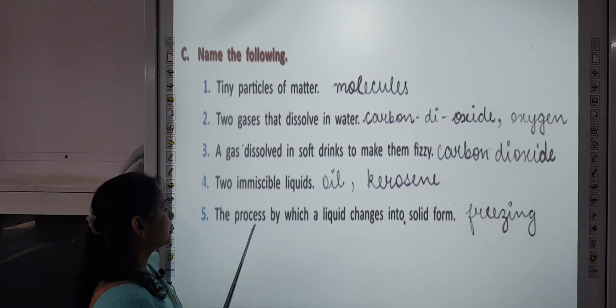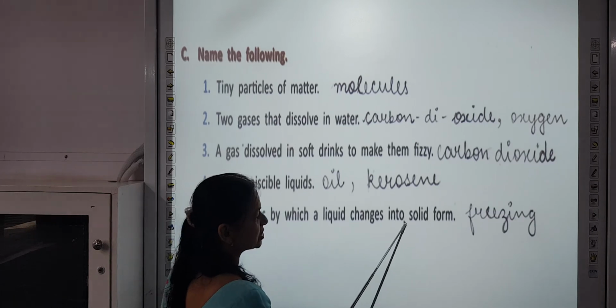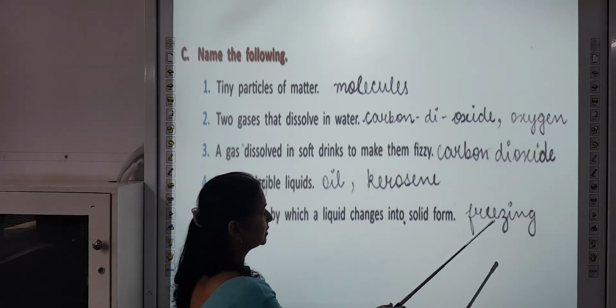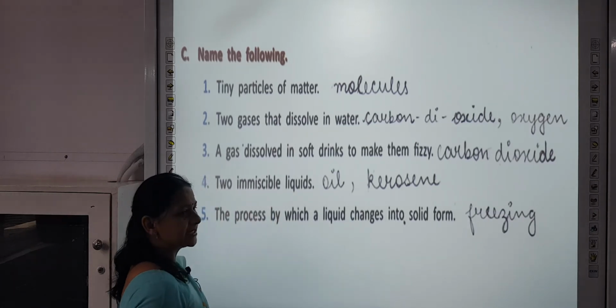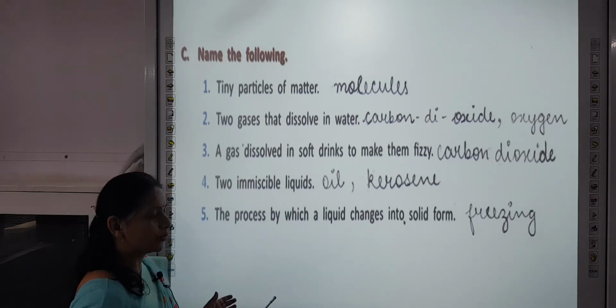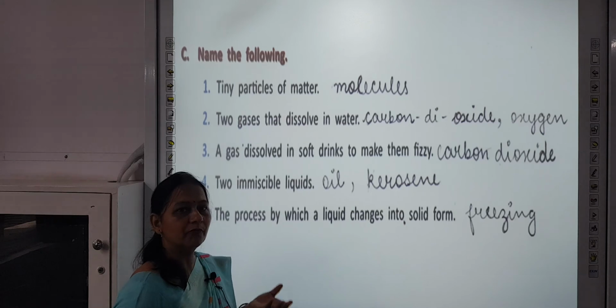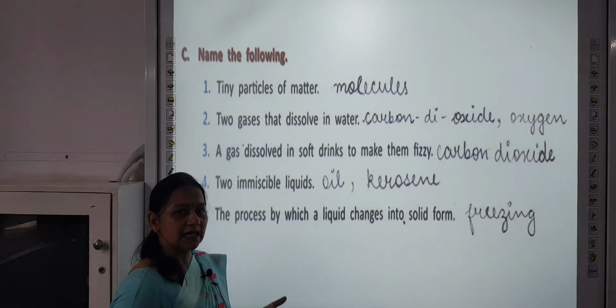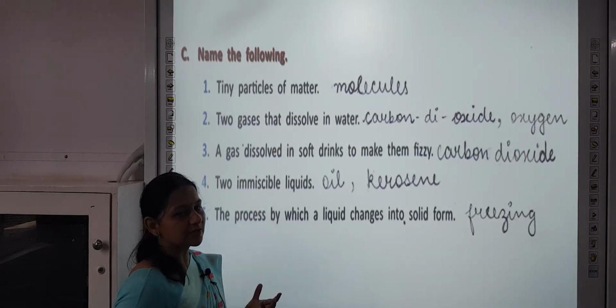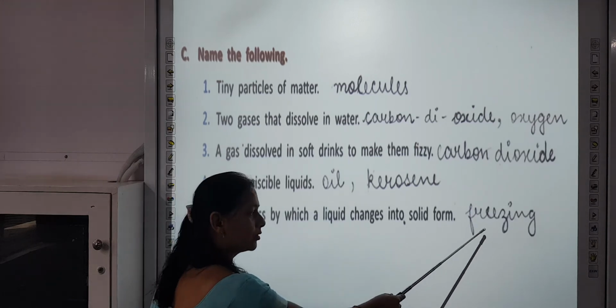Next one, the process by which a liquid changes into solid form. This is called freezing. Freezing is the process when a liquid converts into solid on cooling. As you keep water in the freezer, it changes into ice. So, this process is called freezing.